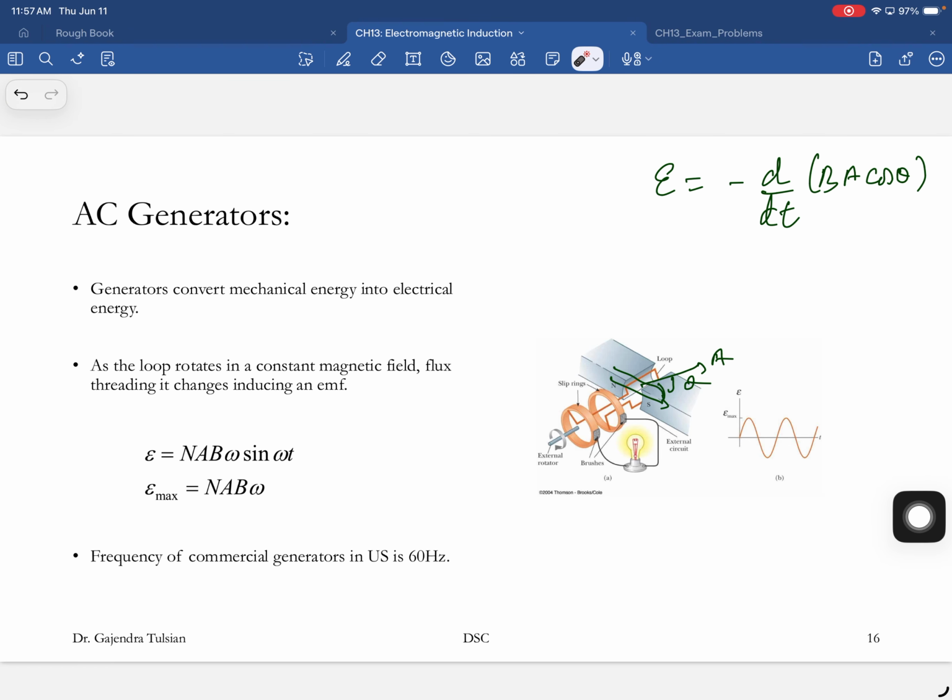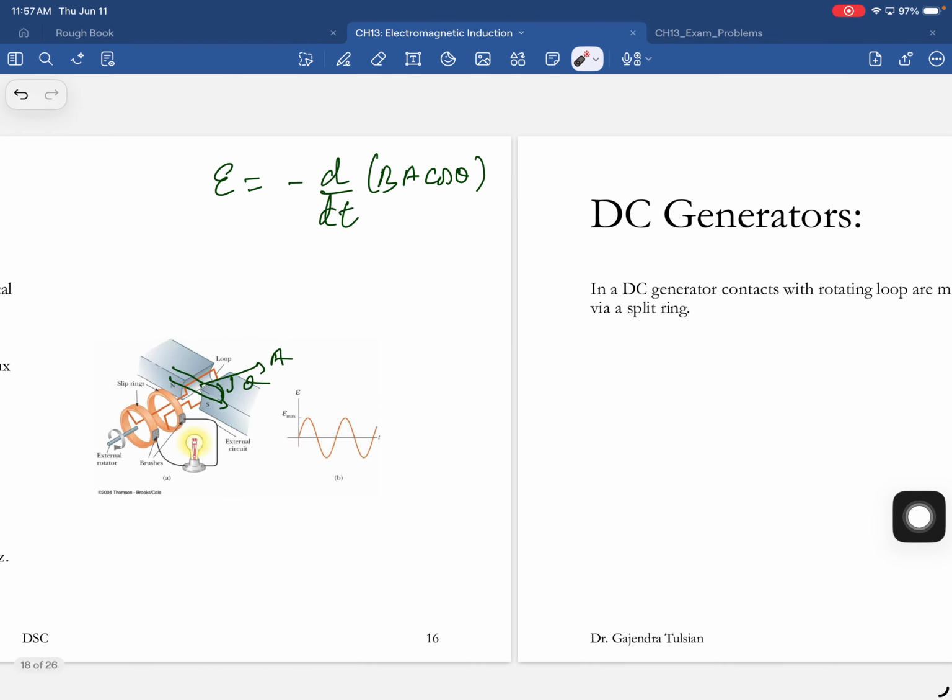Why did sine omega t go to 1 for Emax? No, that's the amplitude. The amplitude is the maximum value this will have. That will be at sine 90, or sine of (n plus 1) pi by 2. And that'll be plus 1 or minus 1. This is just the amplitude. Great.